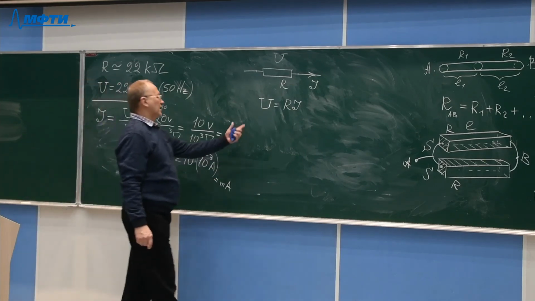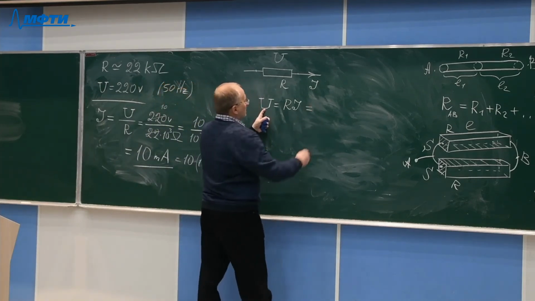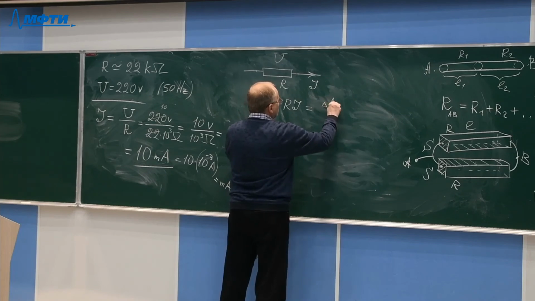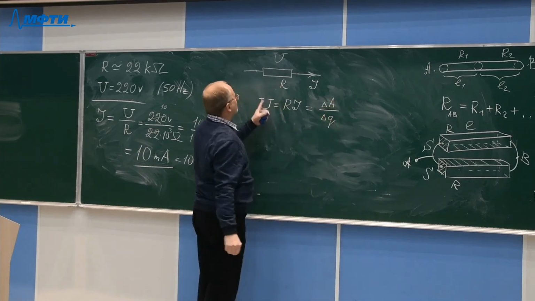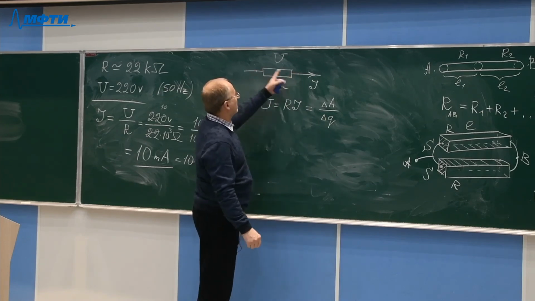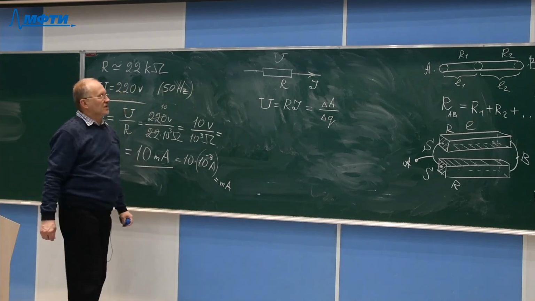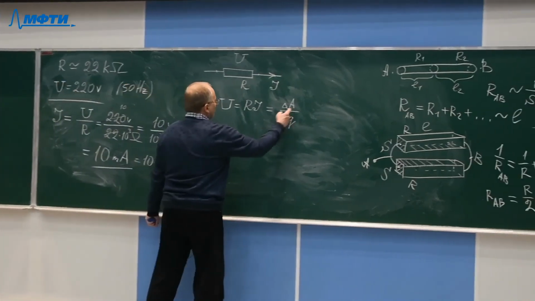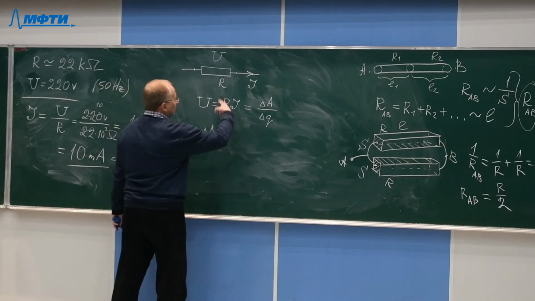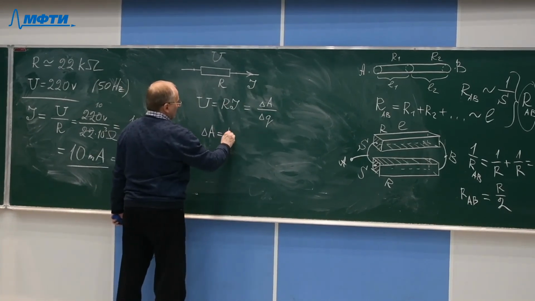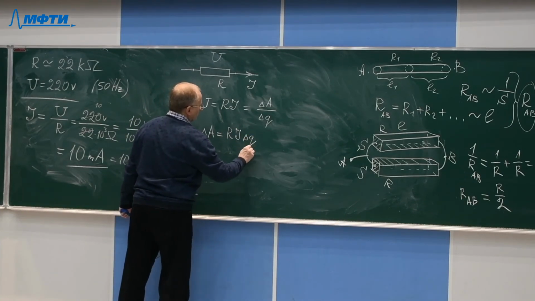And we recall that the potential difference is just the work which is performed to carry a small amount of charge delta Q through this section of the circuit. So the work performed can be written as R I delta Q.